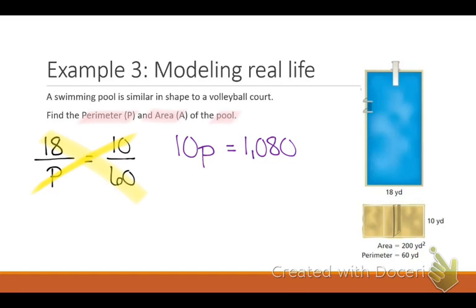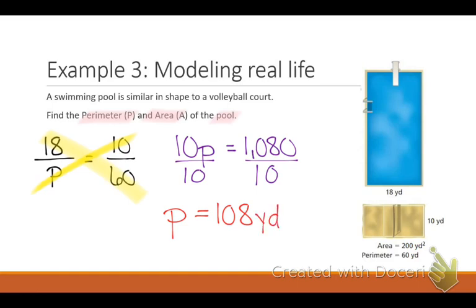Now it's just a real simple one step. How do I solve for P? Josh, how would I solve for P? You would divide 1,080 by 10. Very good. Divide both sides by 10. Guys, do you know the shortcut on how to divide powers of 10? Zeros? Yes, the zeros cancel out. If you have a 0 up here and a 0 down here, they cancel. And now your answer is just 108. So that's how you can do the mental math real easy. So the perimeter is 108 yards.